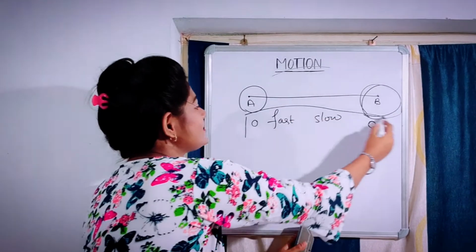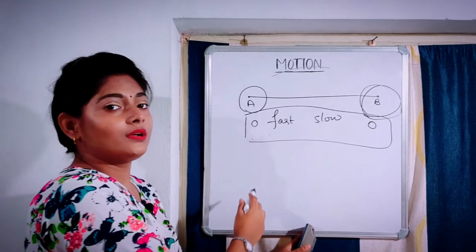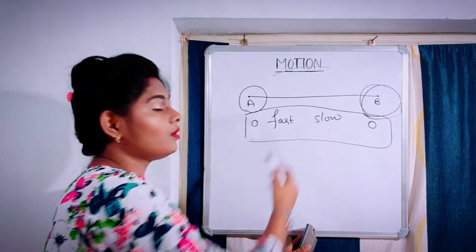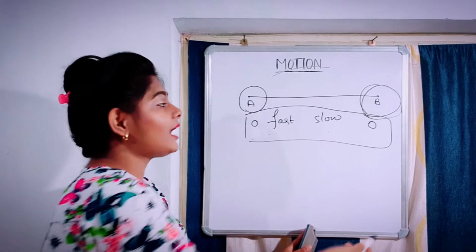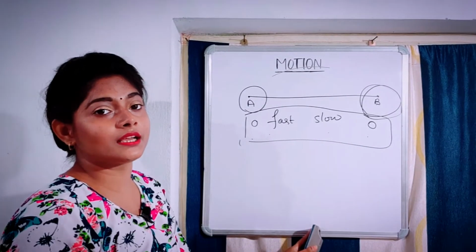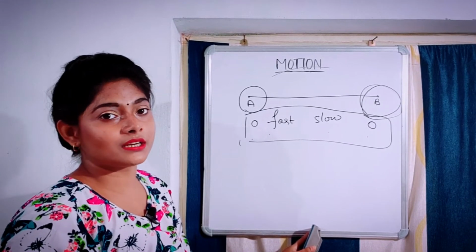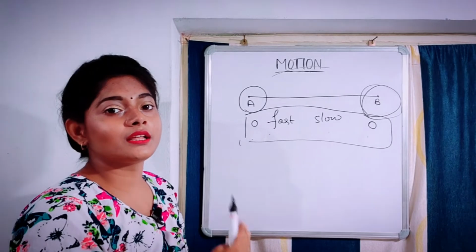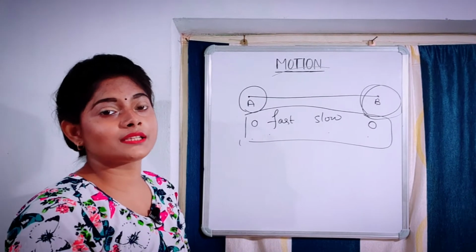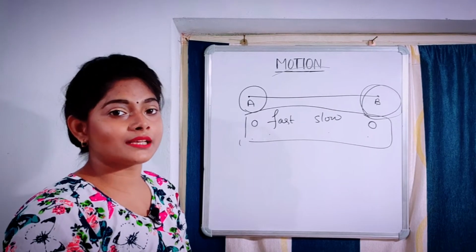So here you can see there is a change in velocity. First it was 0, then it was fast, that means velocity is more, then it becomes slow, velocity is less, then again it becomes 0. So here is a change in velocity continuously. This change in velocity is termed as acceleration. So what is acceleration? The rate of change of velocity is known as acceleration, or we can say the change in velocity per unit time is known as acceleration.